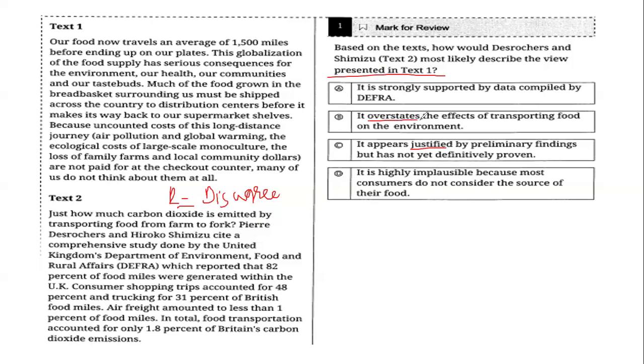It overstates the effects of transporting food on the environment. It's not overstating something; it's giving you the right information. What is overstating? Like putting in too much, over-exaggerating. No, Viraj. It is strongly supported by data compiled by DEFRA. Yes, so these people are just simply talking about the text.